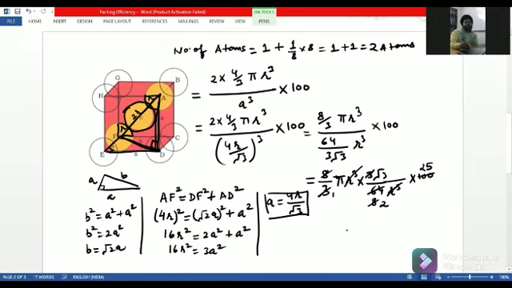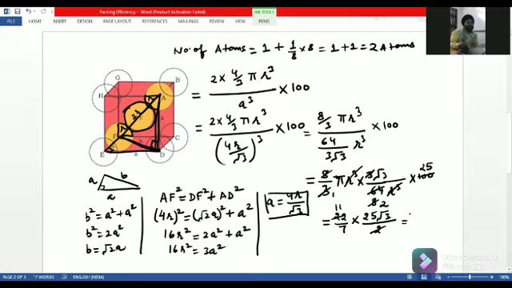So in this way, now what are we getting? We are getting 25, and the value of pi we can put, that is 22 upon 7. And we are getting 25 root 3 upon 2, and further we can cancel 2 and 22. So 11 multiplied by 25 root 3.